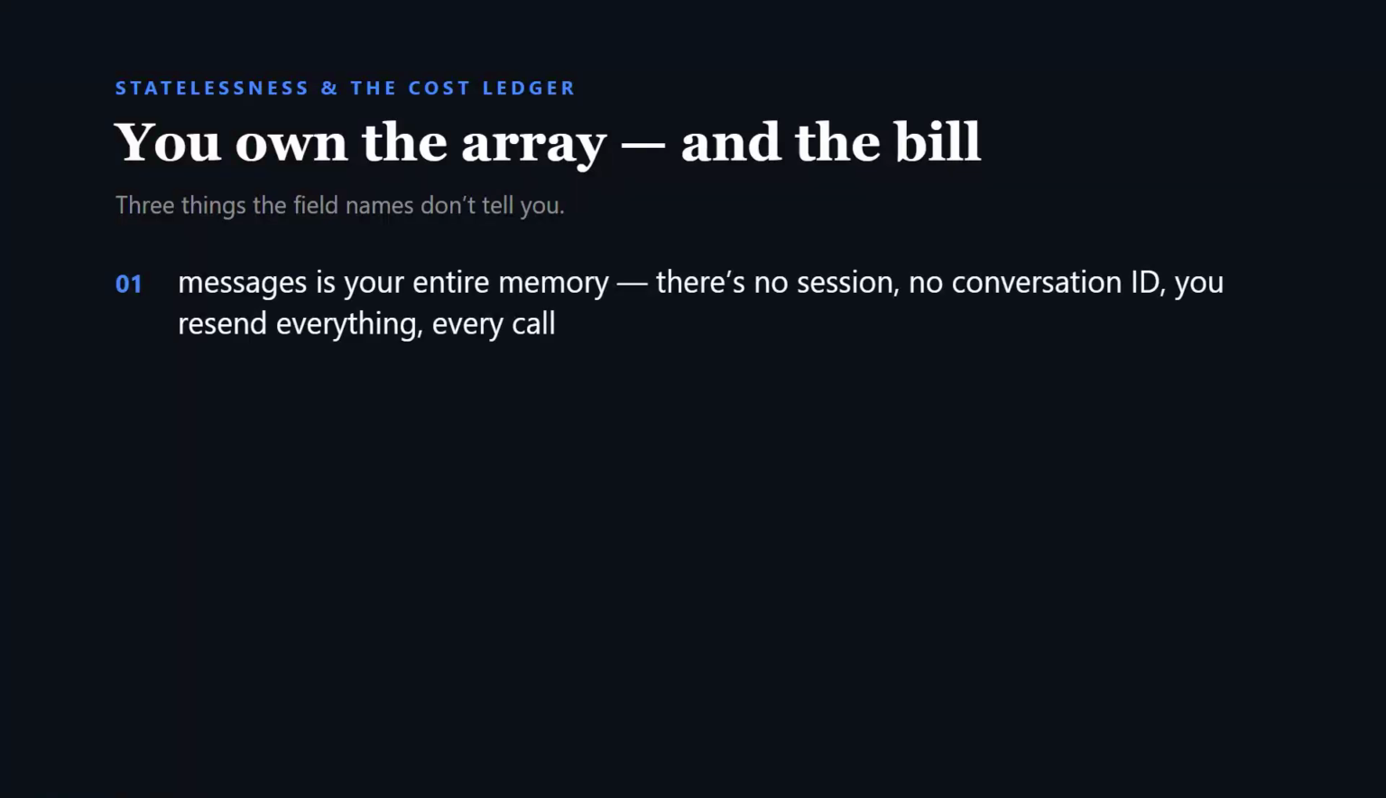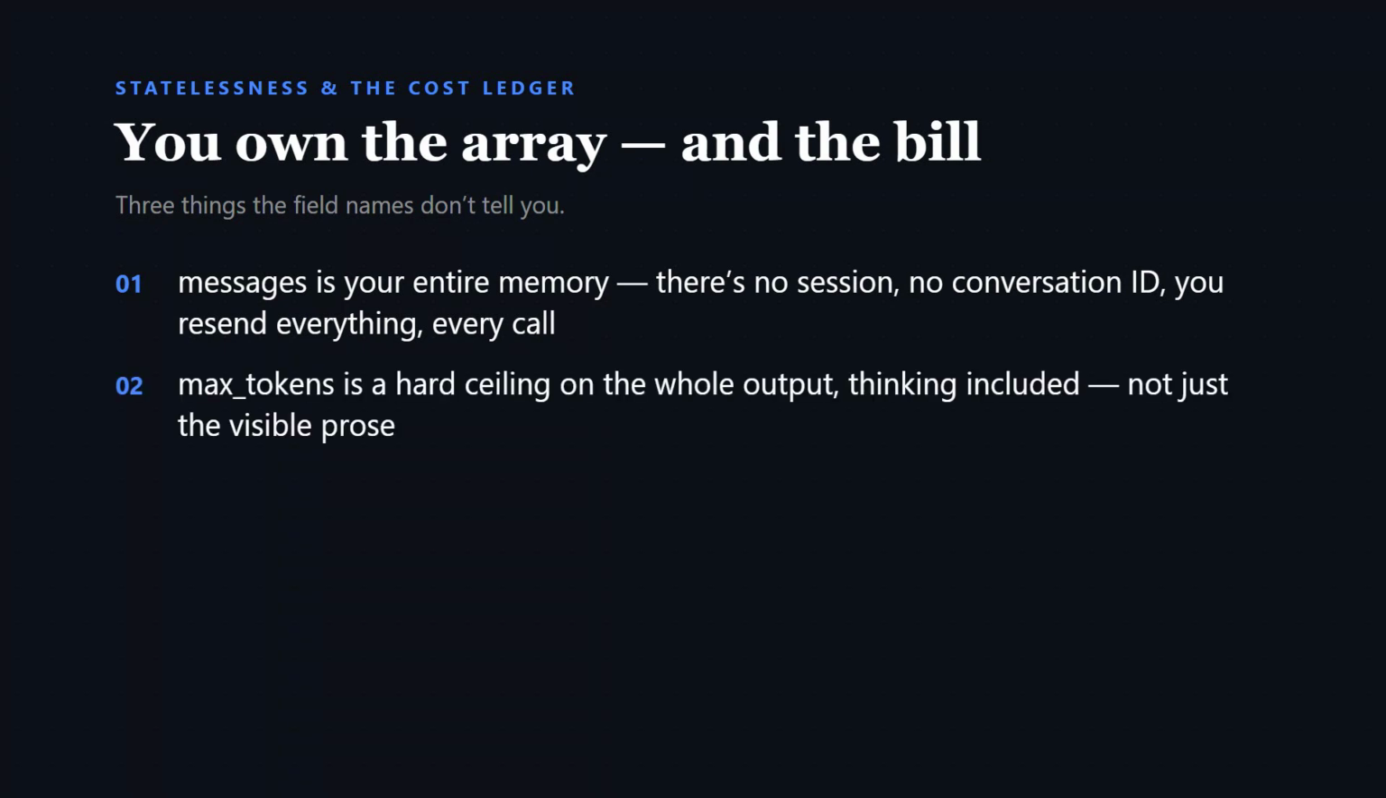Three things trip people up here. First, the API is stateless. Messages is your entire memory, so continuing a conversation means appending to your own array and resending everything, which also means earlier turns don't have to be real. You can synthesize an assistant message to steer the model. Second, max_tokens is a ceiling on the whole output, thinking included. Set it too low on a model that reasons deeply and it can exhaust the budget mid-thought.